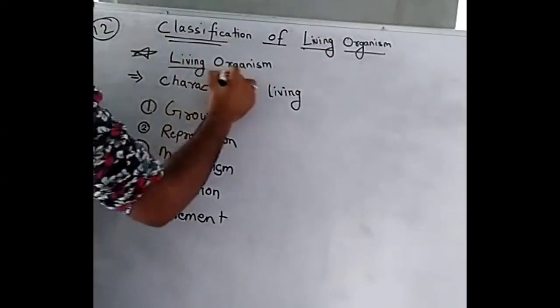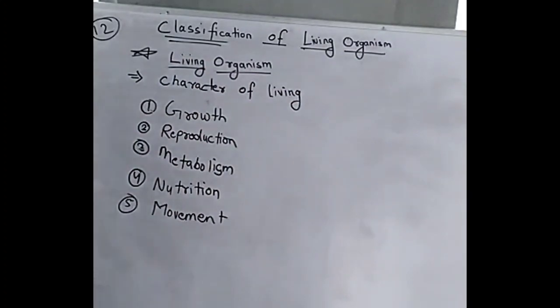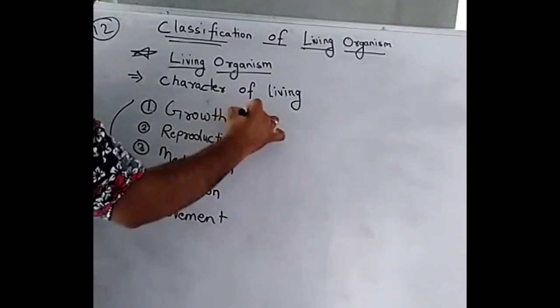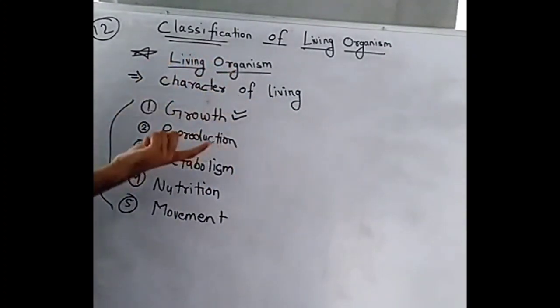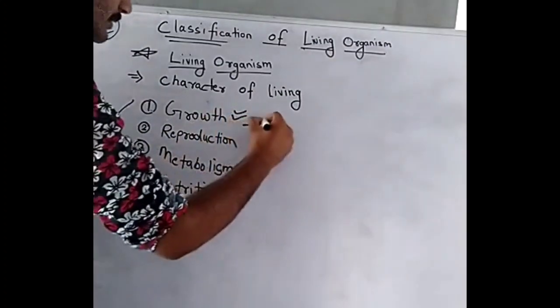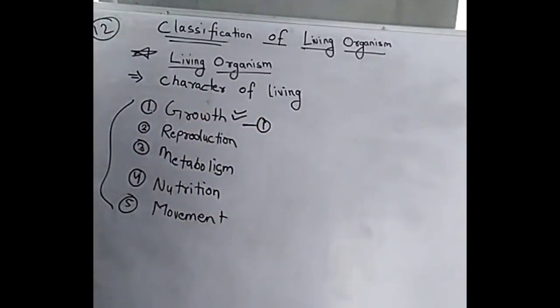So what is a living organism? How do we identify whether an organism is living or non-living? There are some characteristics of living organisms. These are 5 important characteristics. First is growth. Living organisms grow in their shape and size.